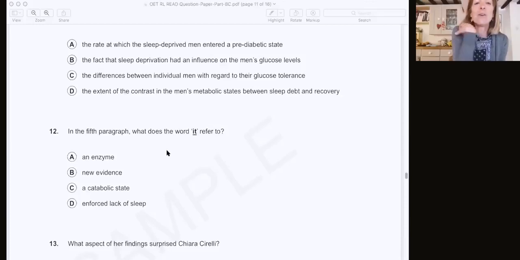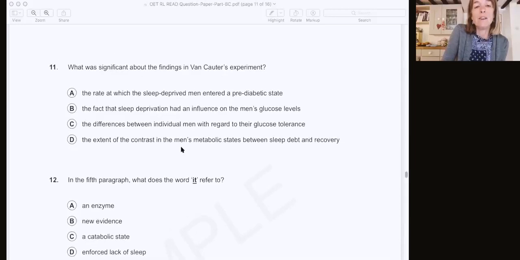Okay. So with the last question here, this is quite a good one because it's an example of a word that is underlined in the text, and you have to find the word. And in this case, you have to say what this pronoun refers to. Okay, so in the fifth paragraph, what does the word it refer to? A, an enzyme, B, new evidence, C, a catabolic state, D, enforced lack of sleep. Okay, so fifth paragraph.